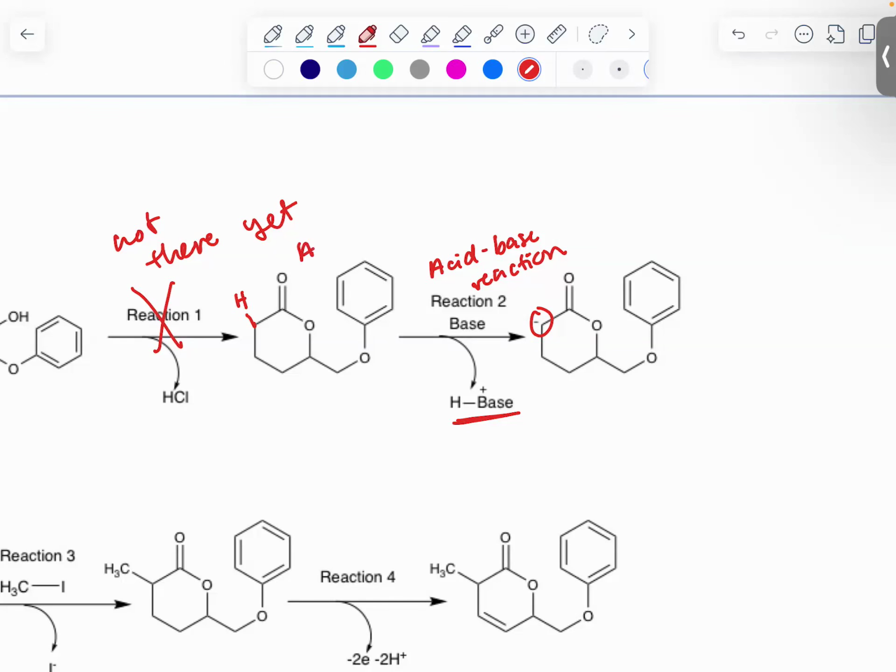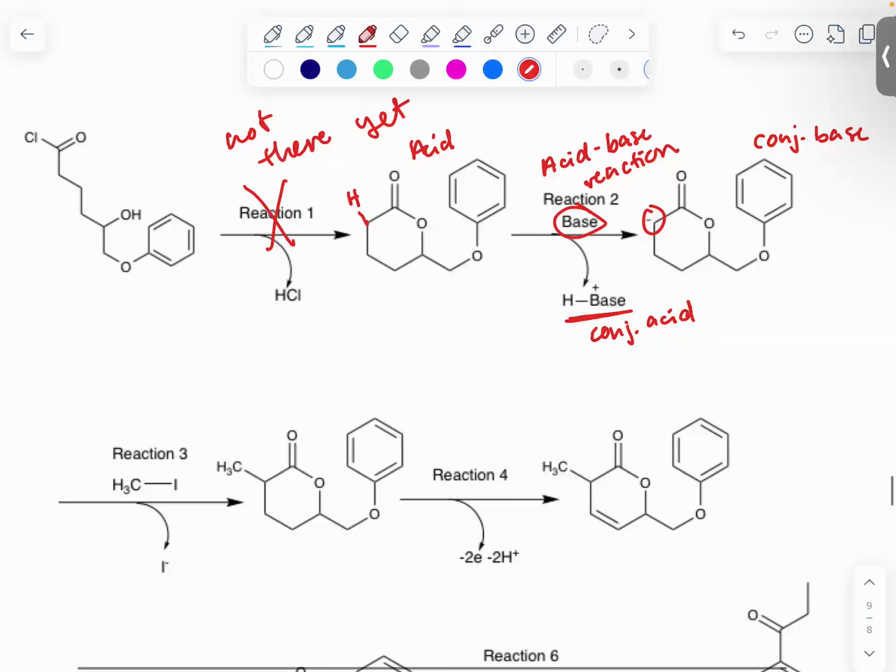You have your acid. In this case, you had an explicit base. You then have your conjugate base and your conjugate acid. Yes, no, maybe so. How do we feel about it? Okay, next reaction. We go from this molecule to this molecule. What happens?